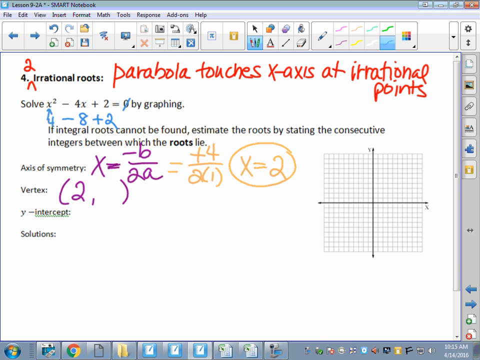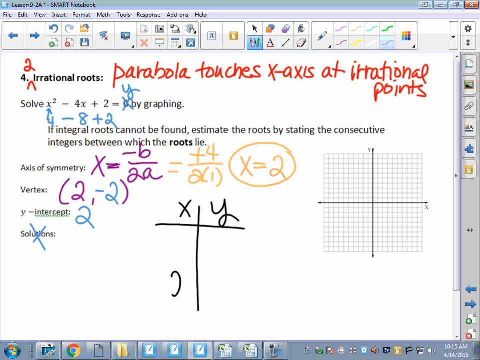Instead of thinking of it as an equal 0, I just think of it as an equal y. We did that way back when we were solving linear equations by graphing. Interchange the equals 0 and equals y. So my vertex should be at 2, -2 when I do the math. Y-intercept, we all know that's the c value. And solutions, I'm not even going to try. I'm going to make myself an xy table.